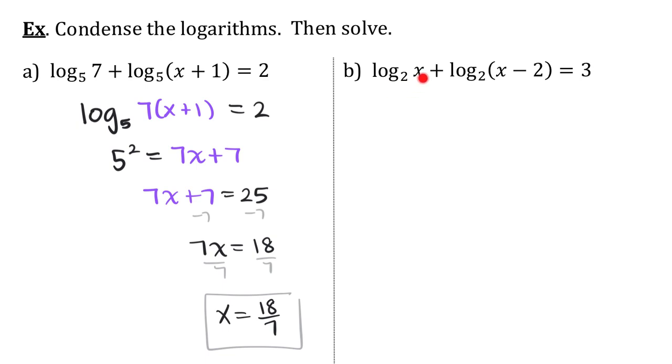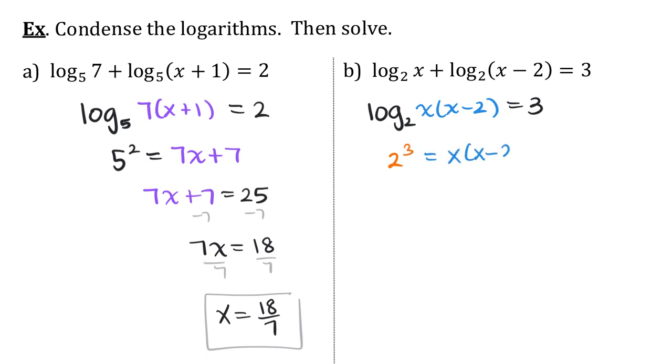Okay, the log base 2 of x plus the log base 2 of x minus 2 equals 3. So this is 2 logs being added. Since they're both log base 2, I'm going to multiply their arguments. x times x minus 2 equals 3. And now that it's a single log, I can rewrite it in exponential form. So it's 2 to the third equals x times x minus 2.